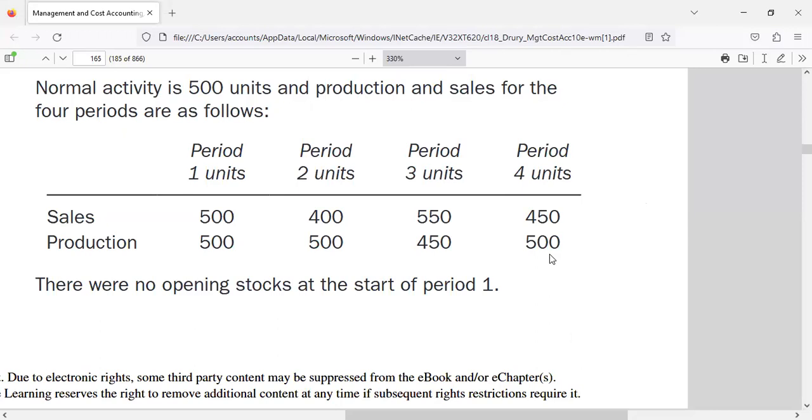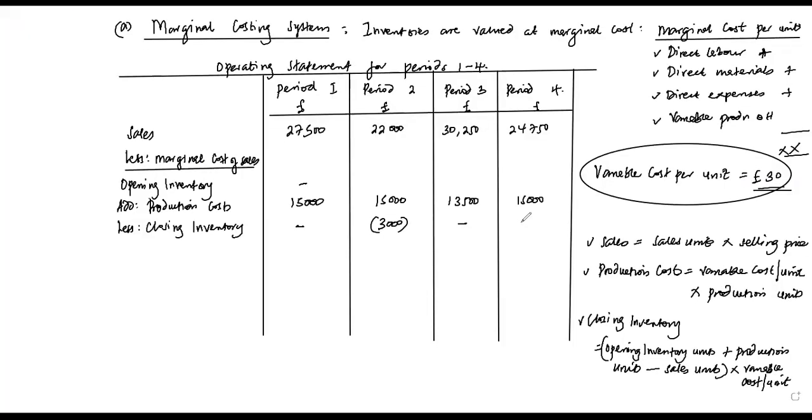Period 4 we have 50 units. Those were 50 units, because we are producing 500 and we are selling 50 for 15. So we have 50 units unsold. 50 times 30, 50 at 30, that is 1,500. That is our closing inventory. We take this to our statement, 1,500.